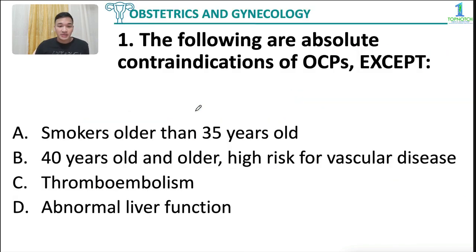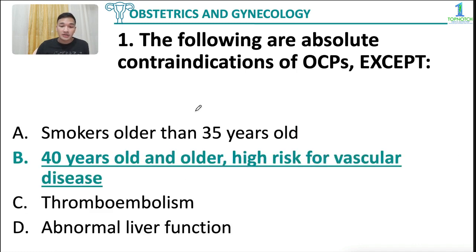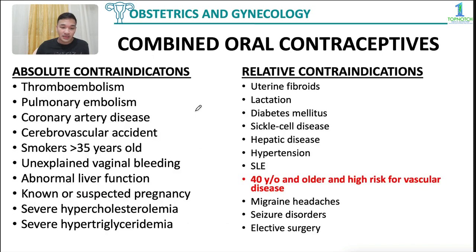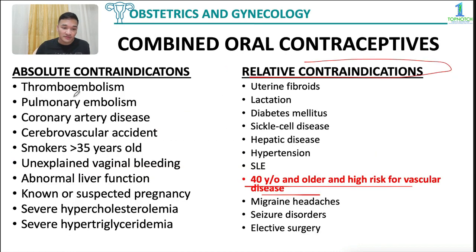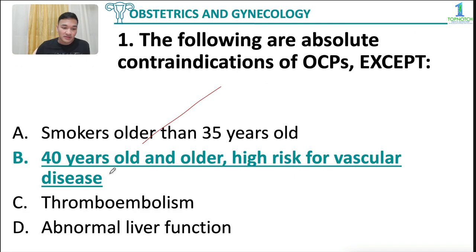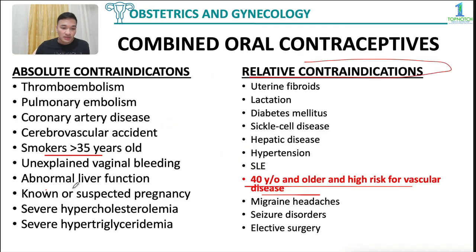Okay, next is OB. Number 1, the following are absolute contraindications of OCPs except letter B. Okay? So, kasi ang 40-year-old with high risk for vascular disease is a relative contraindication. So, and the others are absolute. Smokers older than 35 years old, abnormal liver function, and embolism. Okay, those are absolute contraindications. Okay. Number two, which location? Okay, you have to remember these. Okay. I'll just leave it to you para i-memorize.